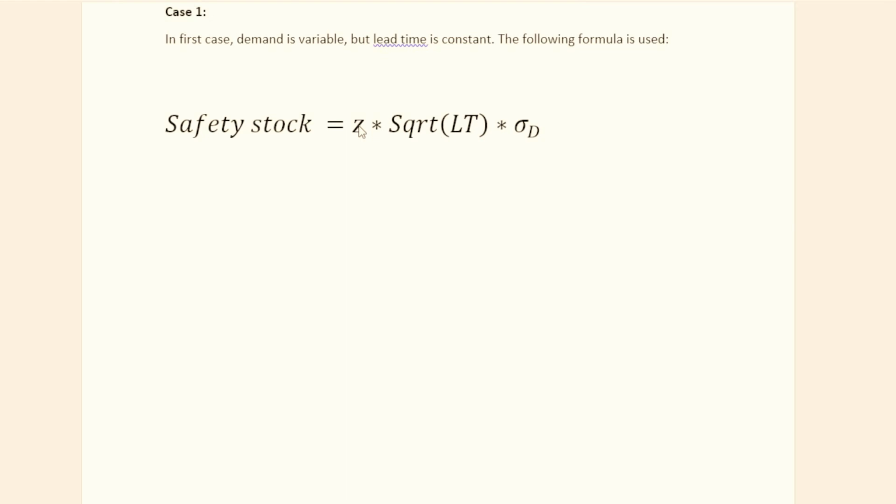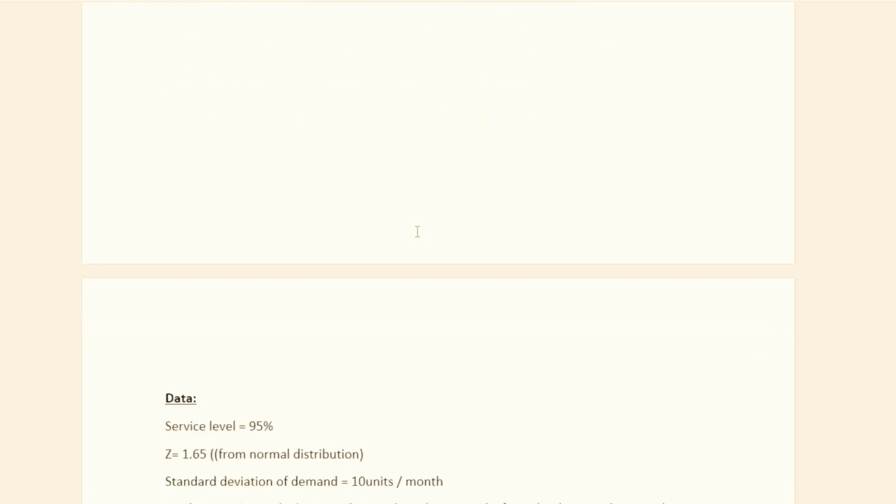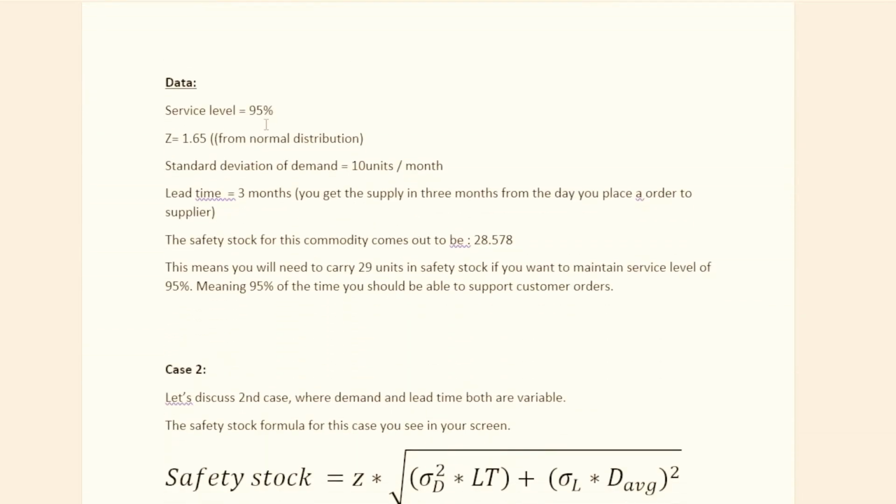Let's go to example 1, where we can find out the data. As I told you, the service level we are setting here is 95%. Against 95%, when we go into the Z table, we find Z equals 1.65, right? And the standard deviation of demand for a given data set is 10 units a month, and lead time is 3 months.